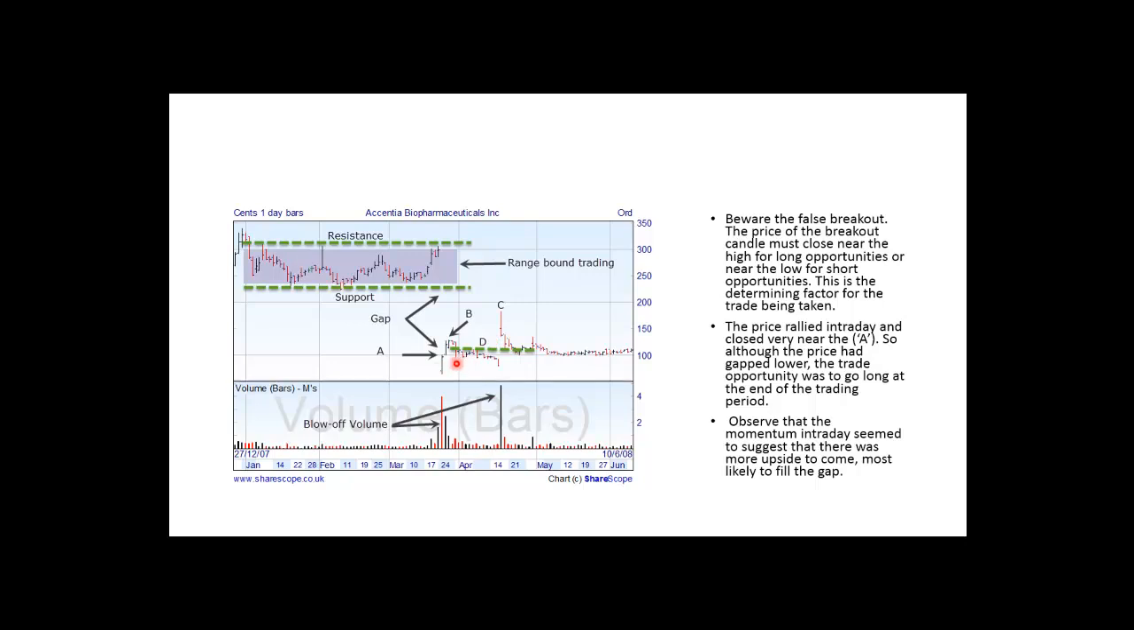Now, with this trade, because the opportunity was long, once we entered, you can see that our stop loss would be if the price moved back to the low of that period.